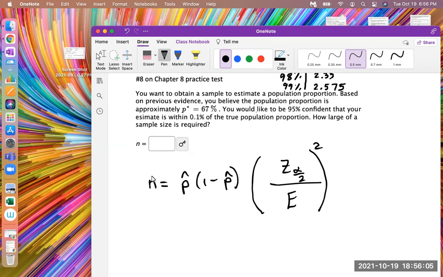because, in the worst case scenario, p hat is 0.5, and that would make this n the largest value that it could be. It's okay to overestimate the n here, but it's not okay to underestimate, because we need a minimum number of people to sample, and oversampling is always all right and acceptable.